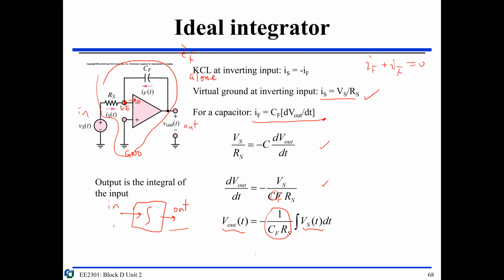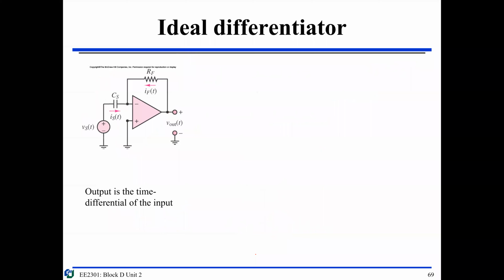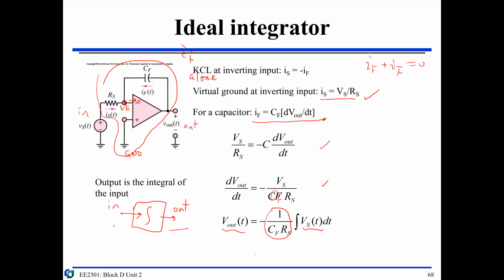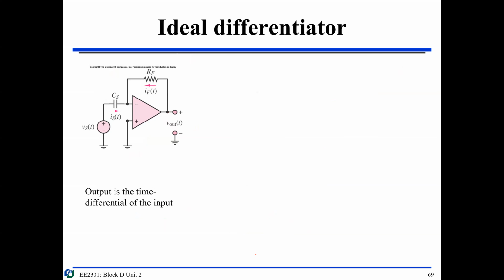So this whole thing is called an ideal integrator. Again, the op-amp helps to perform a mathematical operation, and here it is just integration. So that's the ideal integrator. Next, did you see we swapped the position of the R and the C? We put a C at the beginning, at the input.